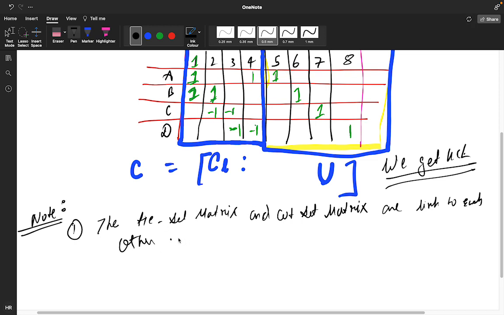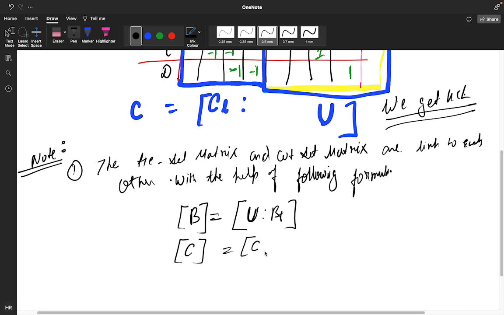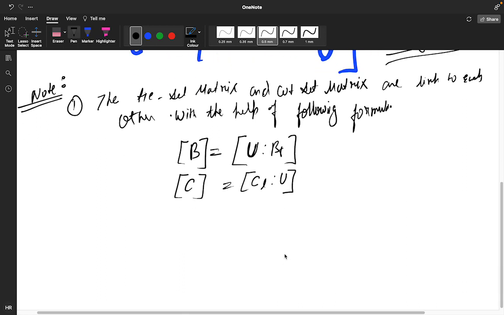Okay, with the help of the following formula. What is the formula? This is my B representation we had seen yesterday, B_T, and C representation, C_L.